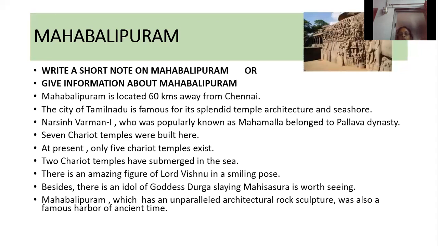First one, Lord Vishnu in a smiling pose, and the second one, the idol of goddess Durga killing Mahishasura. In ancient time, it was a famous harbor port, and it was an excellent example of architectural rock sculpture. So today you have studied about the cultural heritage of India.